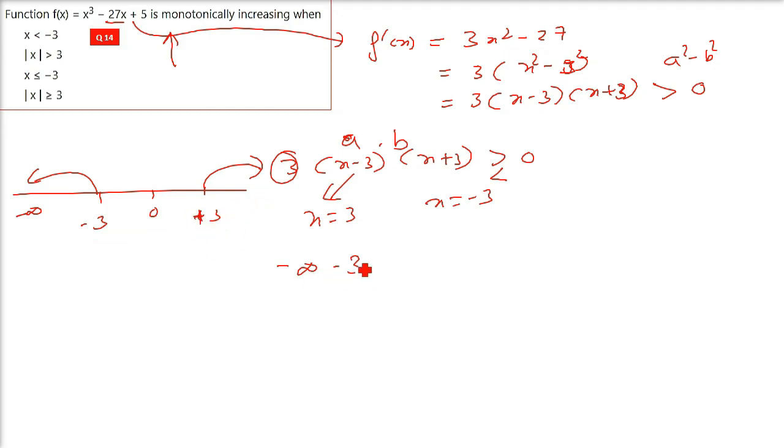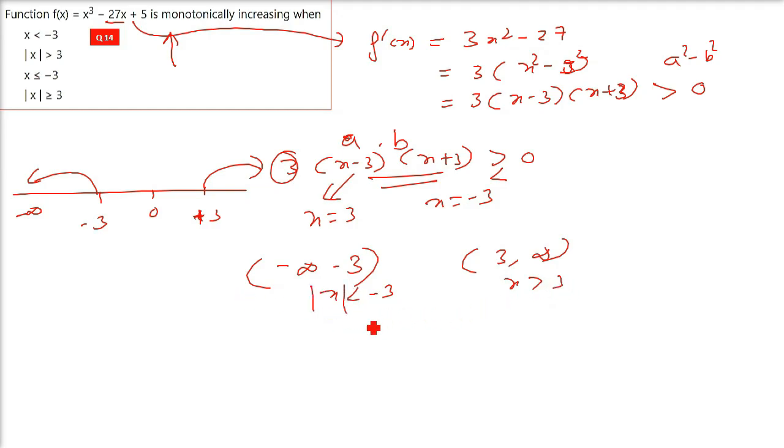So minus infinity to minus 3 and 3 to infinity, or you can say x is less than minus 3 and x is greater than 3, which is the solution when we have two factors multiplied, one is plus and one is minus. So x less than minus 3 and x greater than 3.